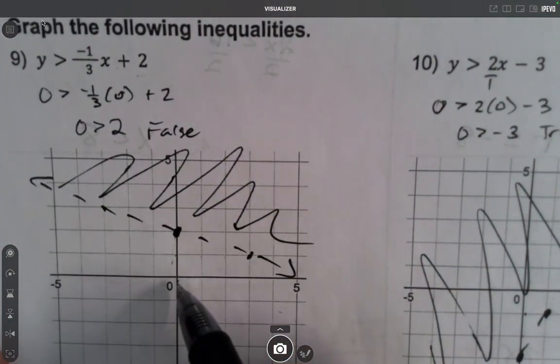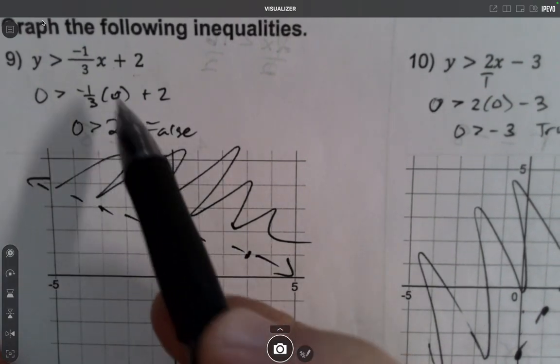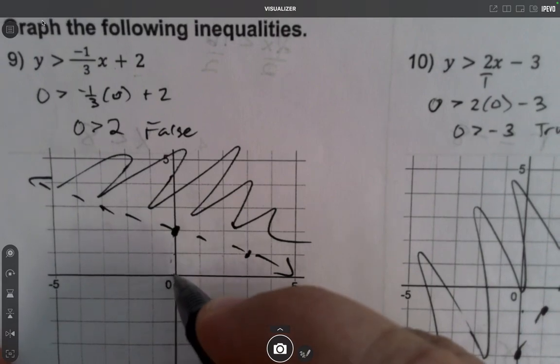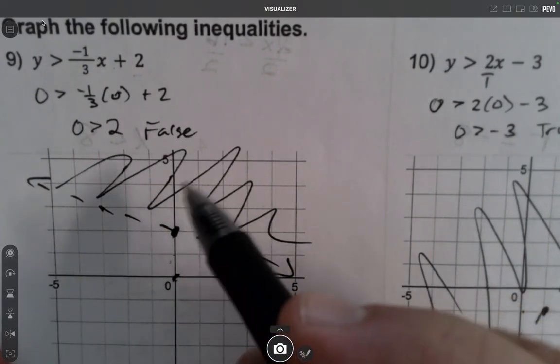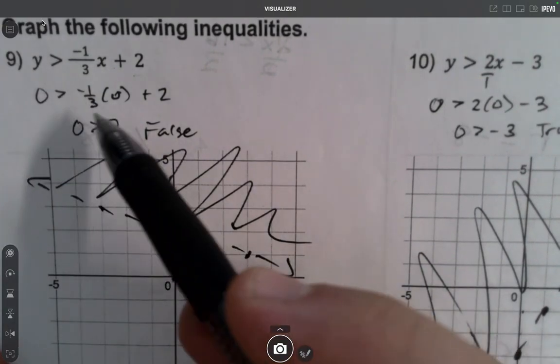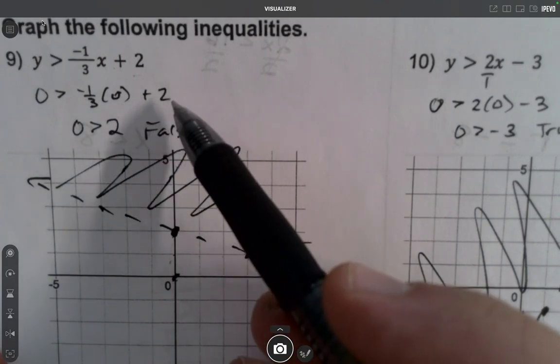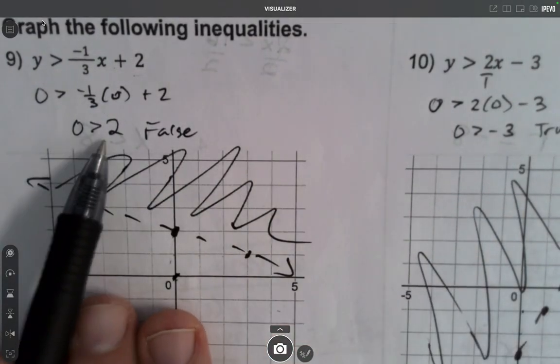So I use 0, 0 just because it's easy to evaluate when you plug in 0, 0. So I plugged in 0 for x. I'm testing this point right here at the origin. Plug in 0 for x, plug in 0 for y. -1/3 times 0 is 0. 0 plus 2 is 2. So we have the statement that 0 is greater than 2.